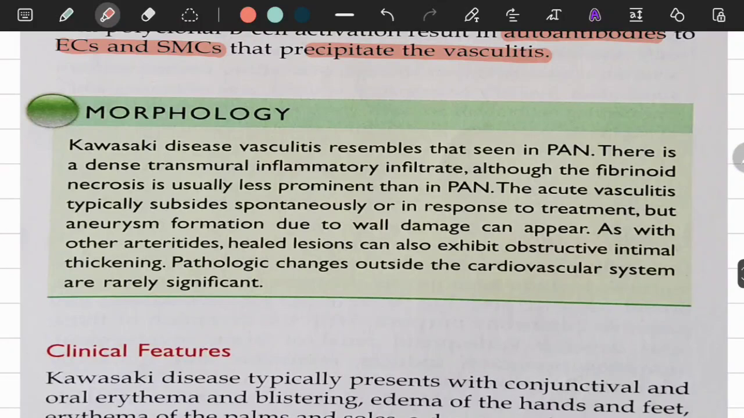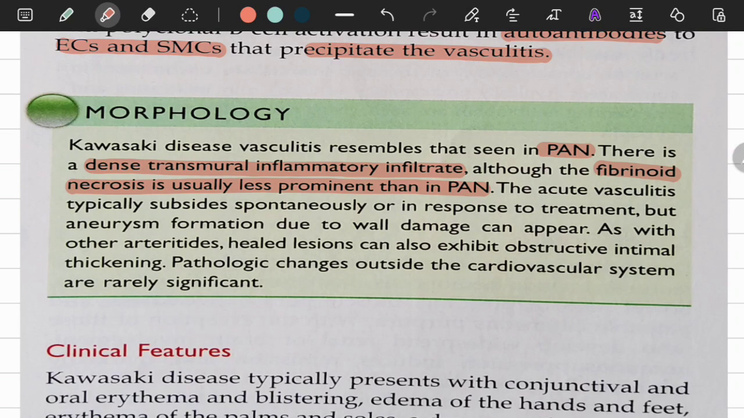So now let us talk about the morphological features. Kawasaki disease vasculitis resembles that seen in polyarteritis nodosa, which we will be discussing in the later part of this video itself. There is a dense transmural inflammatory infiltrate, although the fibrinoid necrosis is usually less prominent than in polyarteritis nodosa.